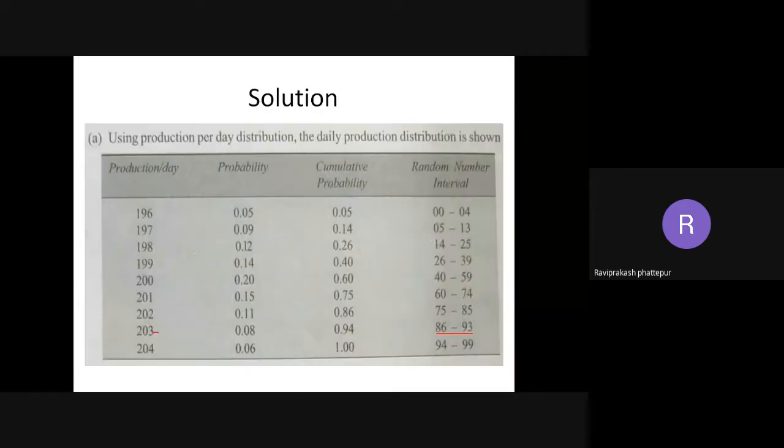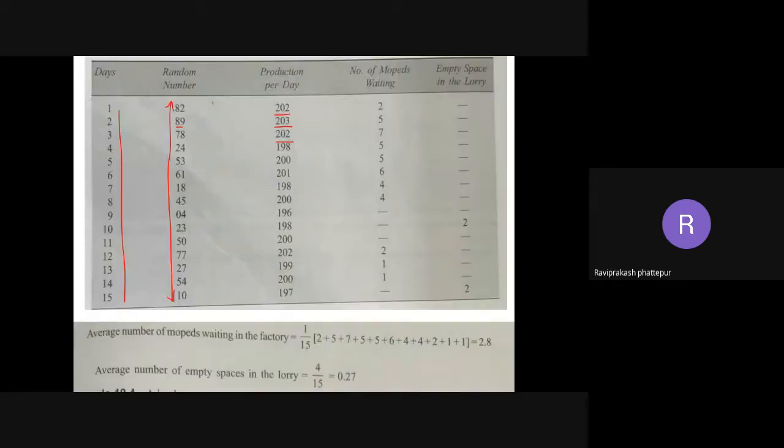Then I'm having 24. If you see, where is 24? 24 comes between 14 and 25. So what is the value? 198. So we are writing 198 here, and so on. We are finding out the production per day.